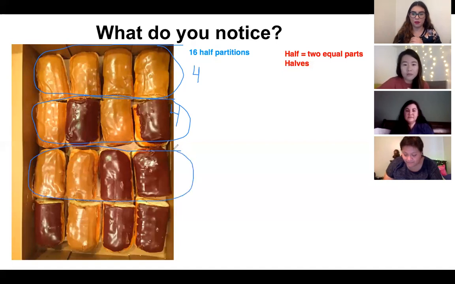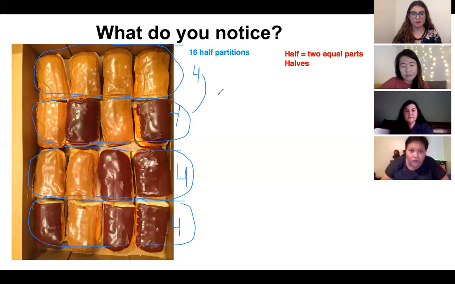And then the third row, Ms. Rosales? So I got another 4 there. And then the final row was my last 4. Just like we did with counting collections, we identified how many parts or how many pieces are in each set. And then we counted on: 4 and 4 more is going to give me 8. 8 and 4 more is going to give me 12. And then 12 and 4 more is going to give me 16. So that's how you got 16 half partitions.